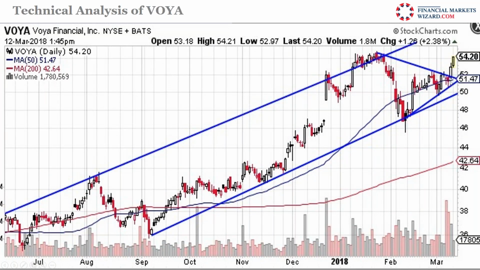Voya. So Voya, you see Voya? Voya is trying to break resistance. So when you see this, you go long. You have to take chances. The 50-day moving average is bouncing up, go long.